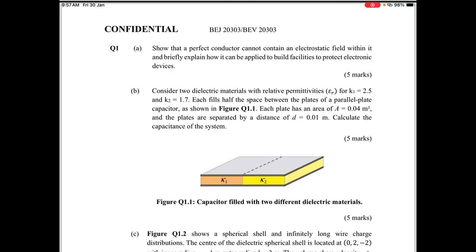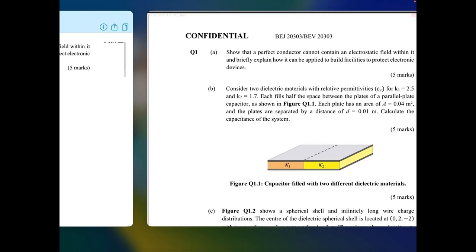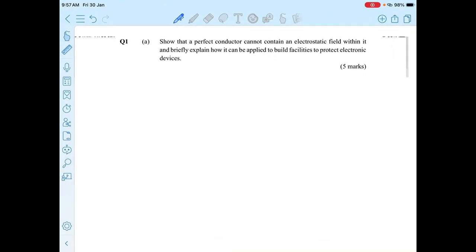For question Q1A: show that a perfect conductor cannot contain an electrostatic field within it, and briefly explain how this characteristic can be applied to build a facility to protect electronic devices. This question is about shielding, how we use the conductor to perform shielding.